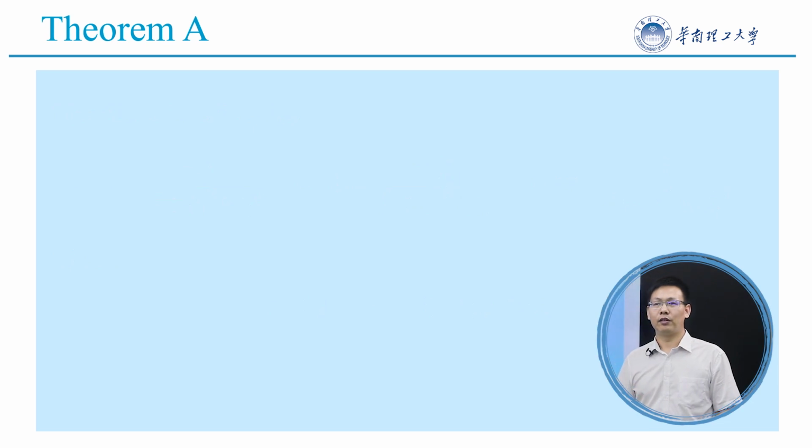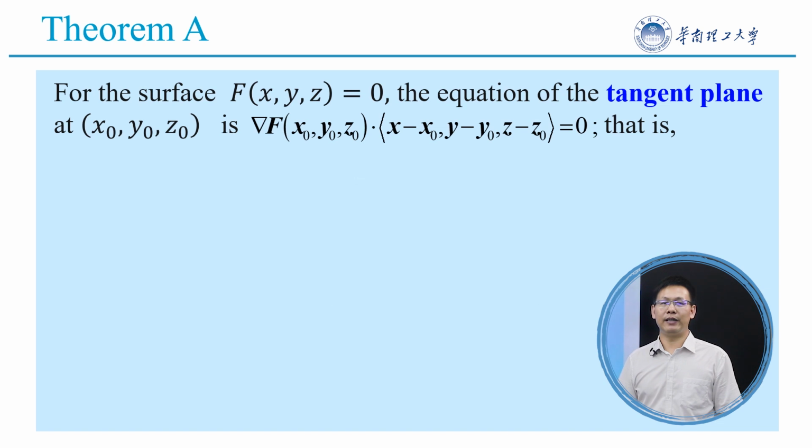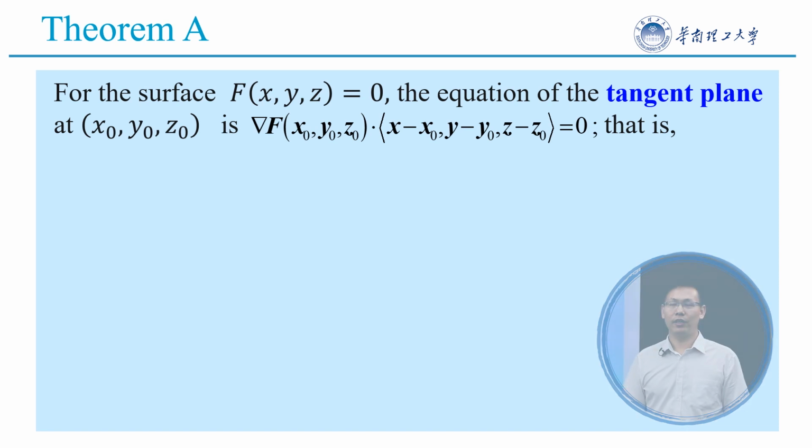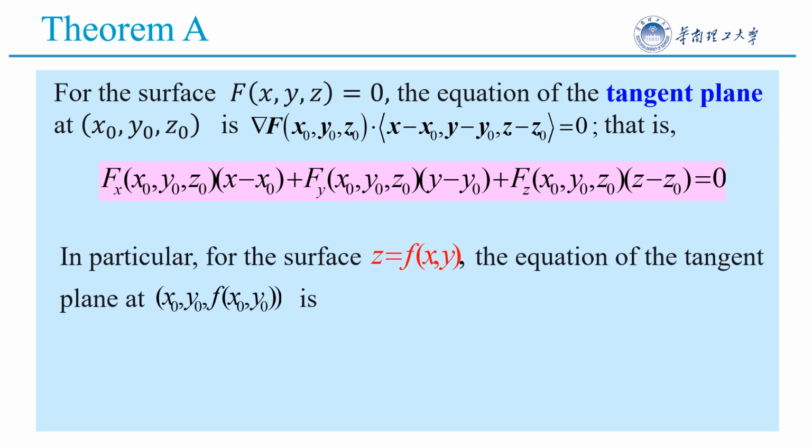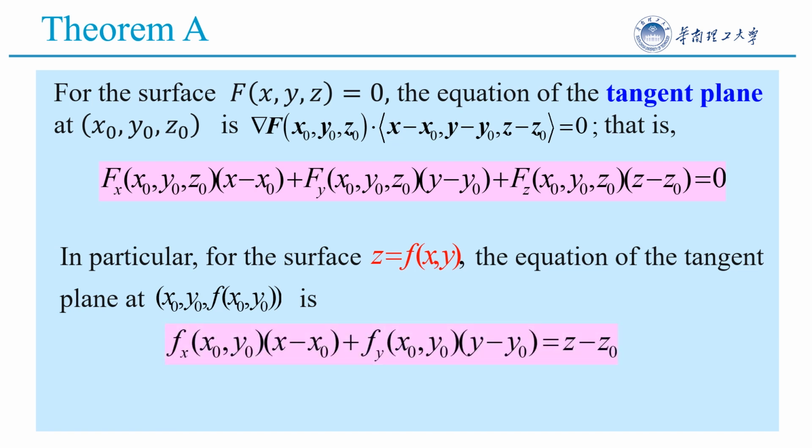In sum, we have the following theorem. Theorem A. For surface F(x, y, z) equals 0, the equation of the tangent plane at M is this one. That is the form of this. In particular, for the surface z equals f(x, y), the equation of the tangent plane at M is this one.